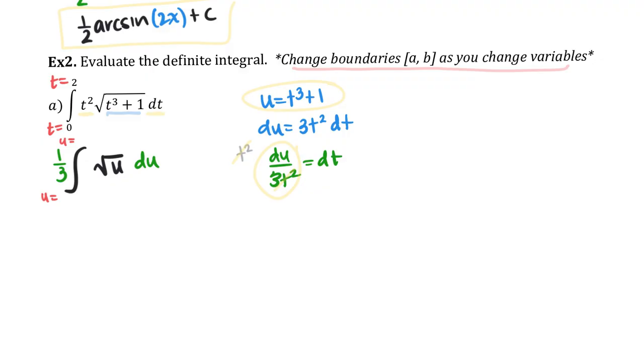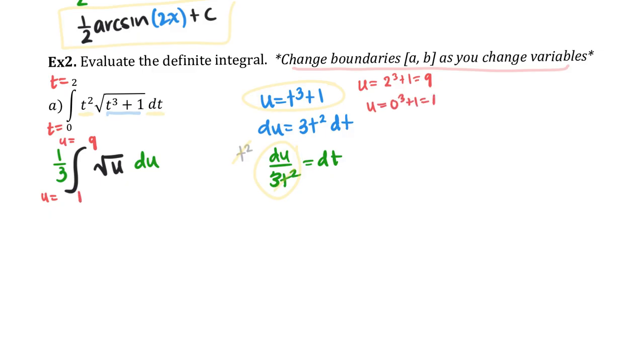You don't need to show words. You could do it in your head. I'm going to do it here though. U equals, so the first t value I got was 2. If I plug that in, I get 2 cubed plus 1, which is 8 plus 1, 9. So the upper boundary is going to be 9. Okay, on the bottom value, the t value was 0. If I plug that in here, 0 cubed plus 1, the u value is going to be 1.